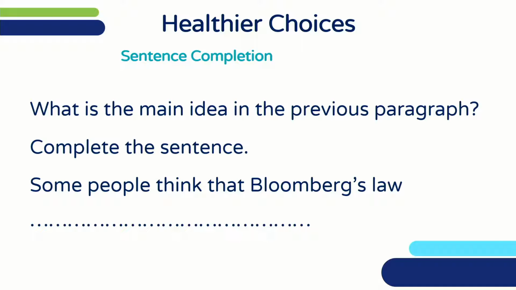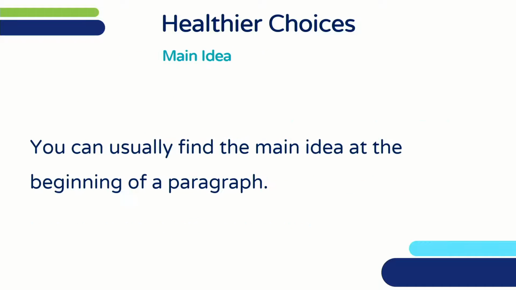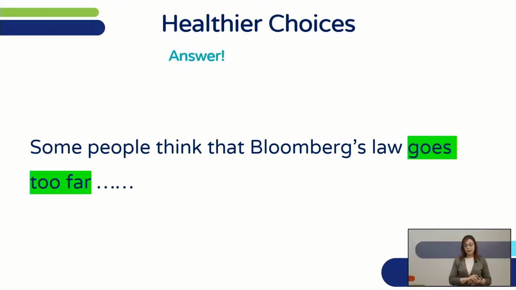So here, what is the main idea in the previous paragraph? Here we need to determine the main idea. How? By only completing a sentence. Some people think that Bloomberg's law, yes, you're right, goes too far. How can you usually find the main idea? Usually, main ideas are at the beginning of a paragraph. So here, some people think that Bloomberg's law goes too far. It's an exaggeration. Let's move on.